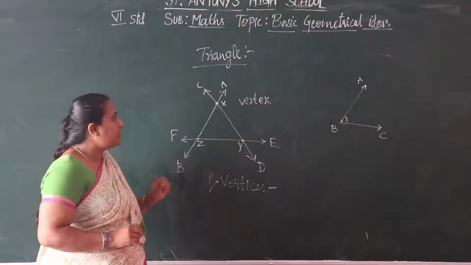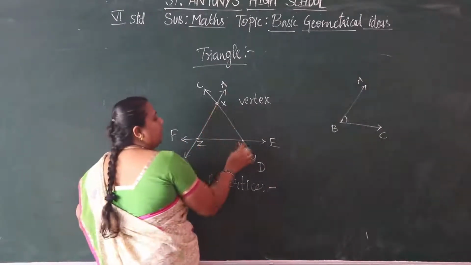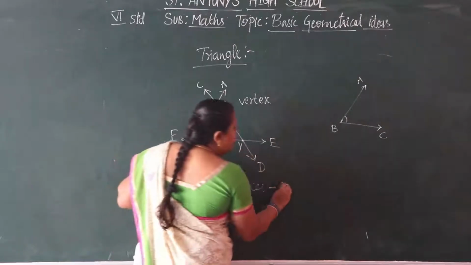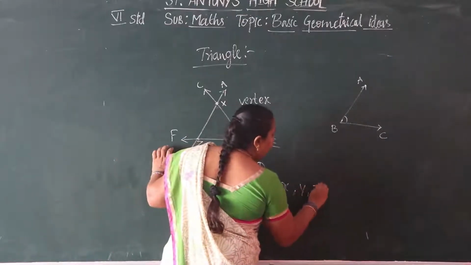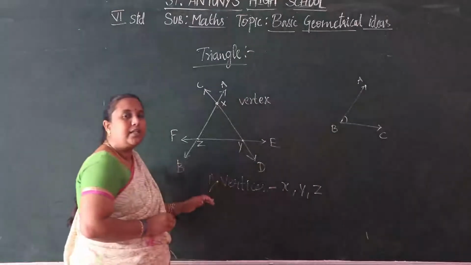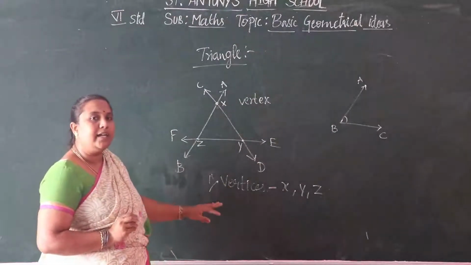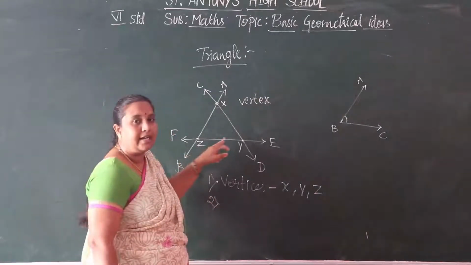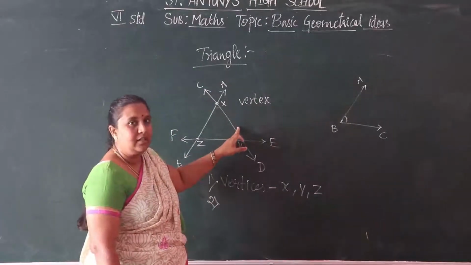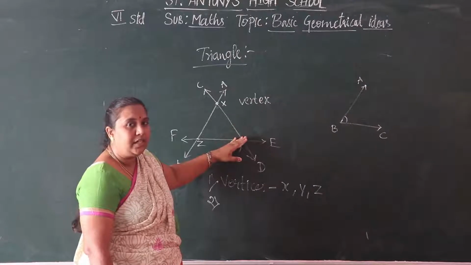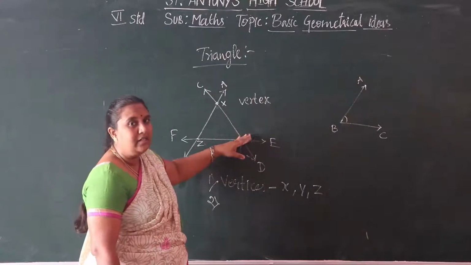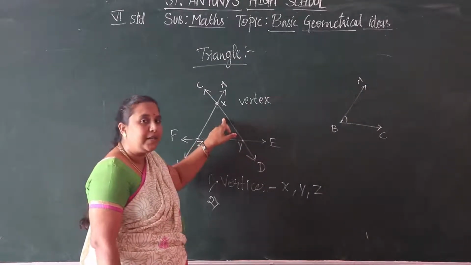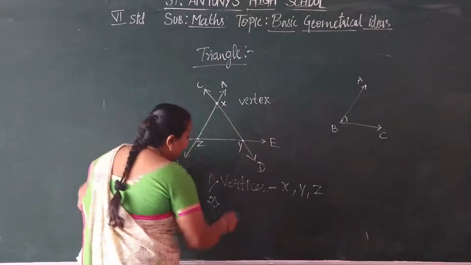What are the vertices here? X, Y and Z. And another part of the triangle, what is the other part of the triangle? Sides. Another part of the triangle is sides.